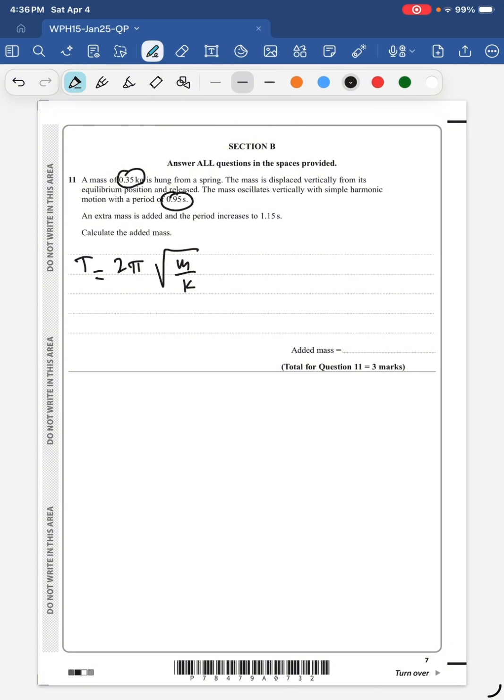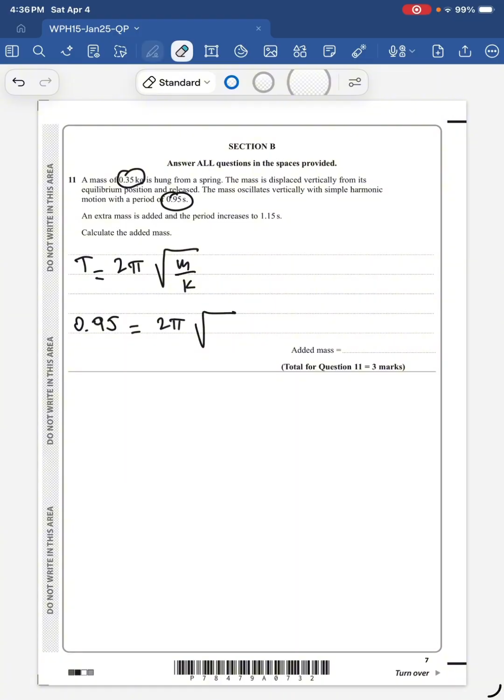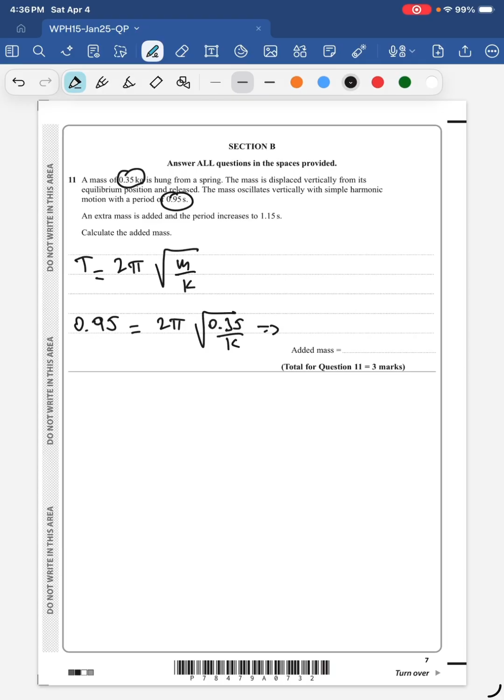So let's plug things in. So 0.95 seconds is equal to 2 pi times the square root of m. Sorry, we said we're going to replace m. So 0.35 over k. Okay. So if we square both sides, we will find 4 pi squared times 0.35 over k. Therefore, k is equal to 15.3 newtons per meter.